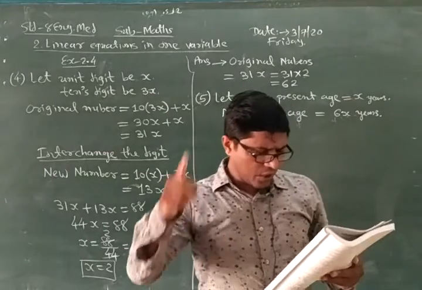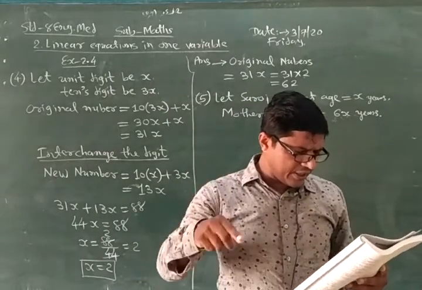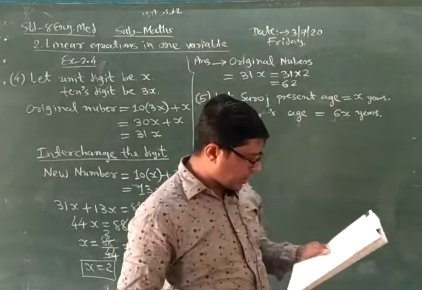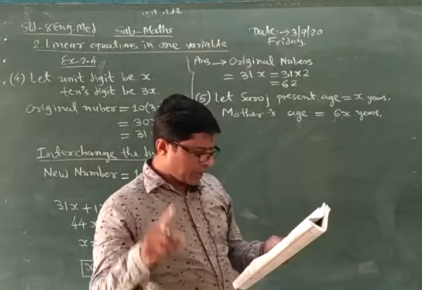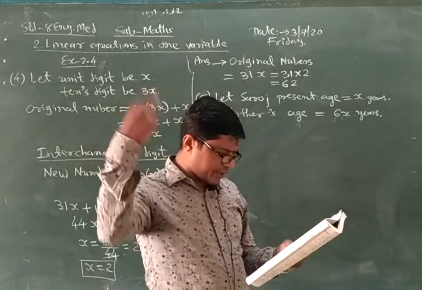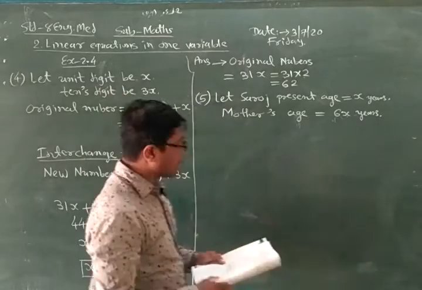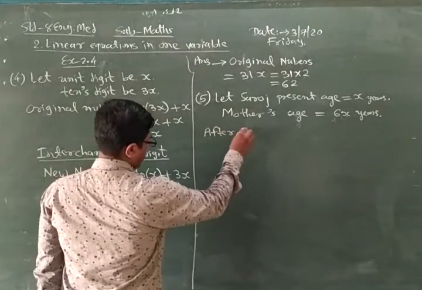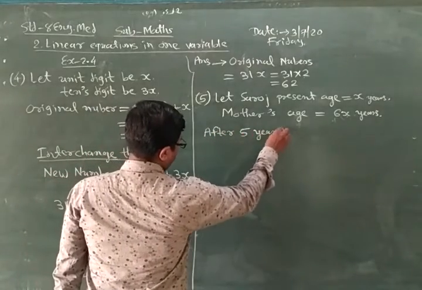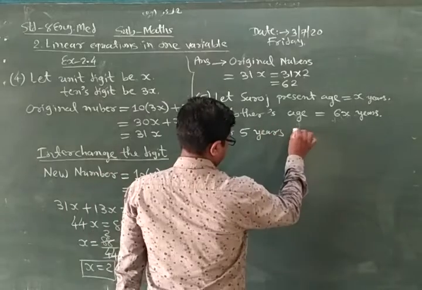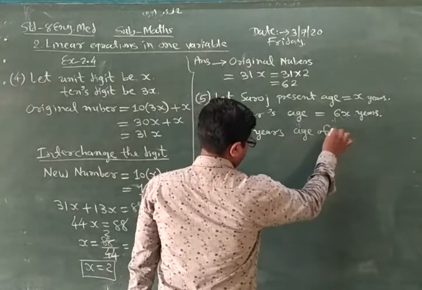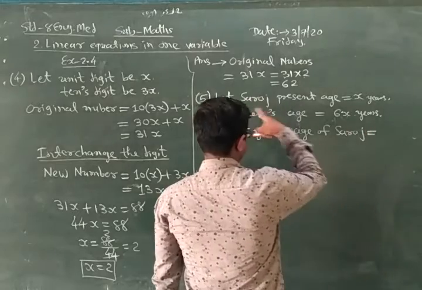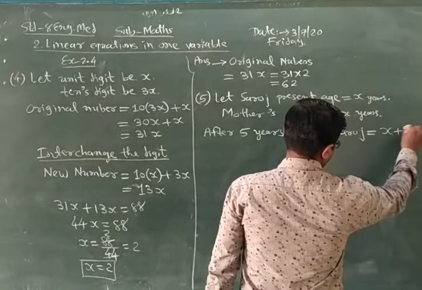Second line: Saroj's age 5 years from now will be 1/3 of his mother's present age. After 5 years, the age of Saroj will be x plus 5 years.